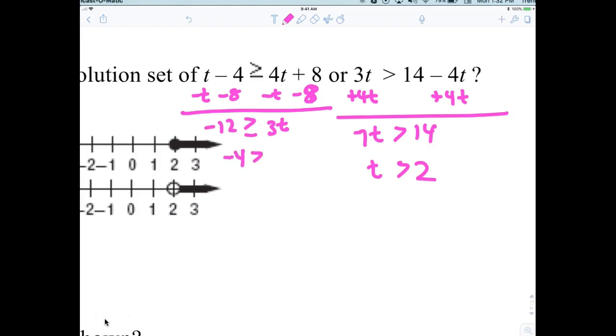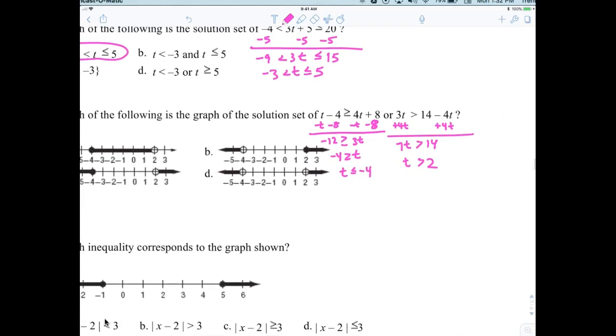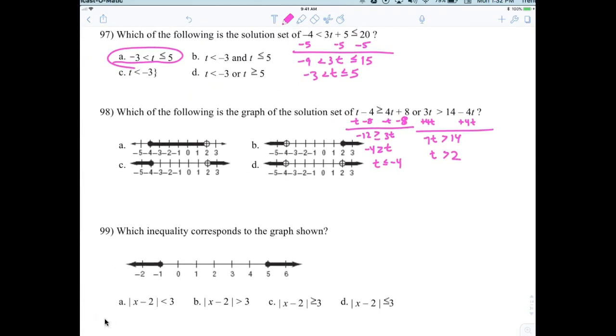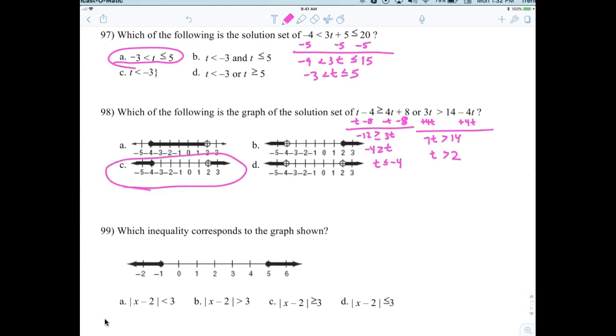So -4. So t is less than or equal to -4. So for less than -4 or greater than or equal to 2, thank you very much. Double check me. C. Everybody good with that?